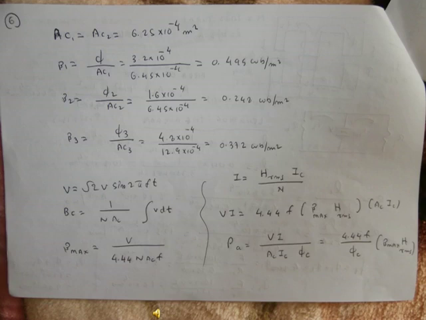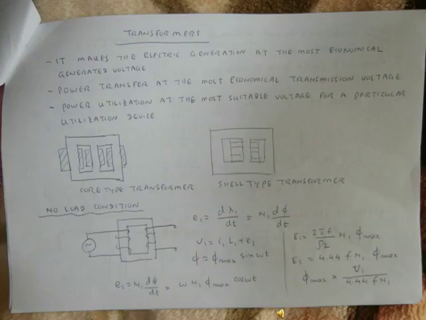The next topic will be the transformer. So we are talking about the transformer. The transformer makes the electric generation happen at the most economical generated voltage. This means the generator usually generates a voltage around 11 kV to 23 kilovolt.